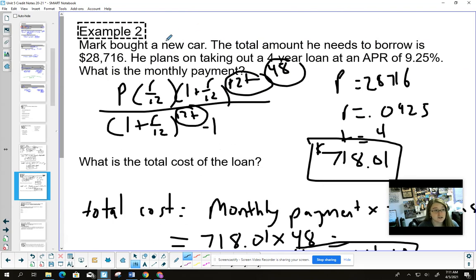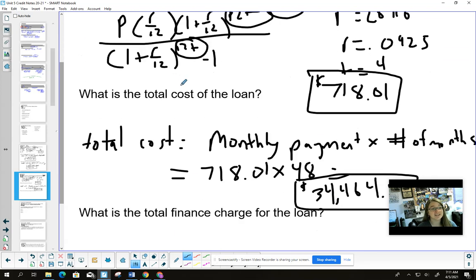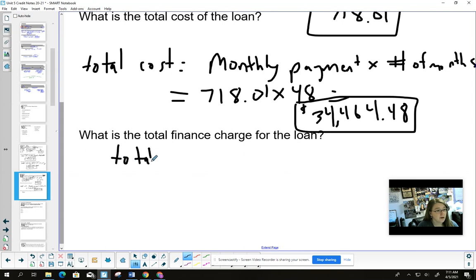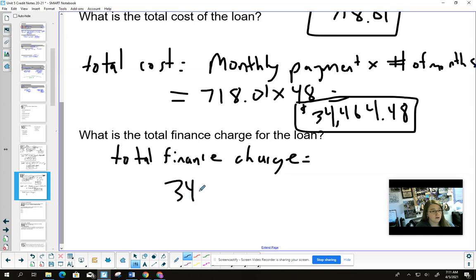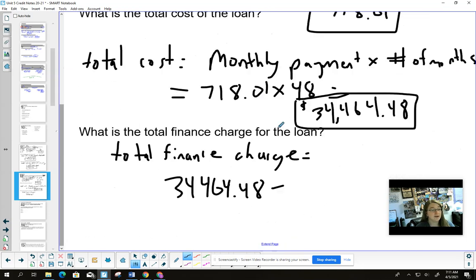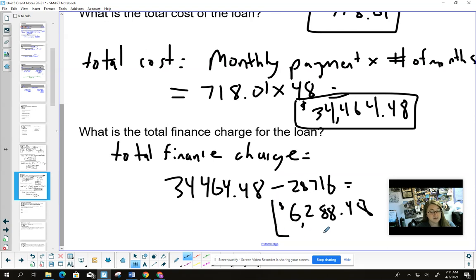Again, we can see because of this high interest rate, that's a lot more extra. If you had just saved up your money, you could have paid exactly this much. But I'm going to go ahead and write total finance charges to make sure we're understanding it's the same thing. But because you got a loan, you're going to have to pay the extra. So let's check. This is the total cost, 34,464.48, minus what you could have paid if you had just saved up your money. I'm going to have to do the subtraction here. Minus 28,716. We should have gotten a total interest of 6,288.48.